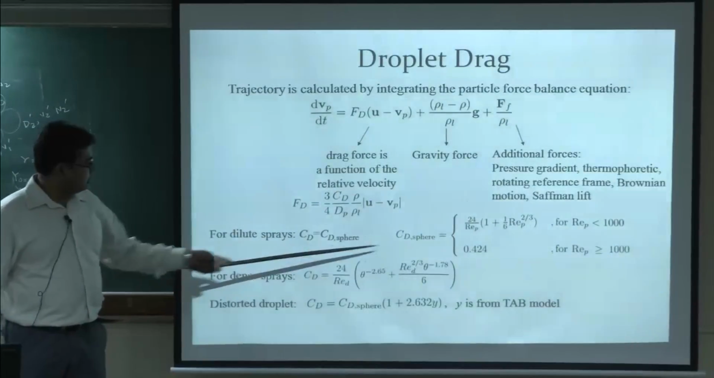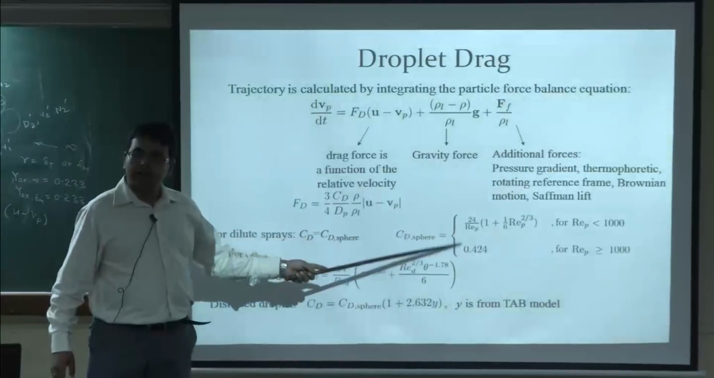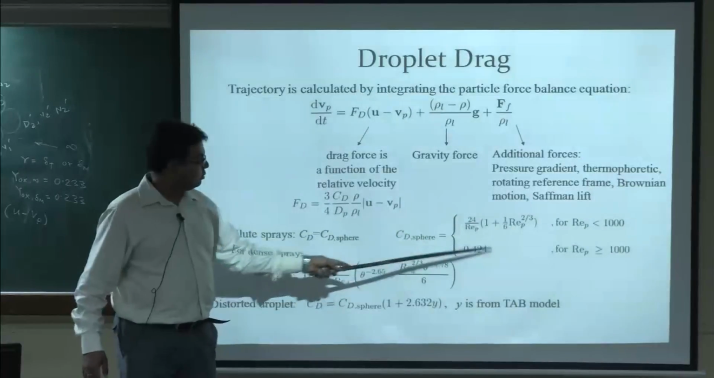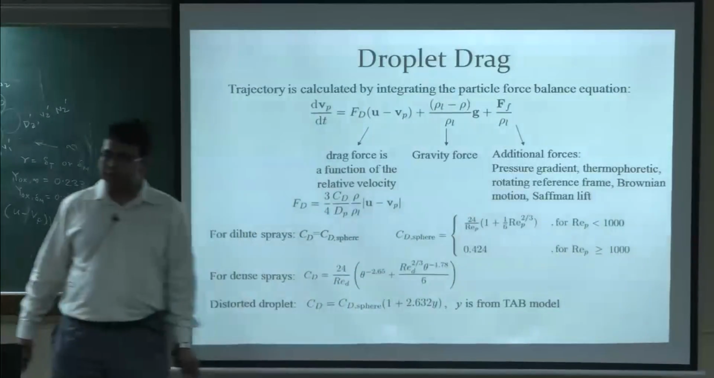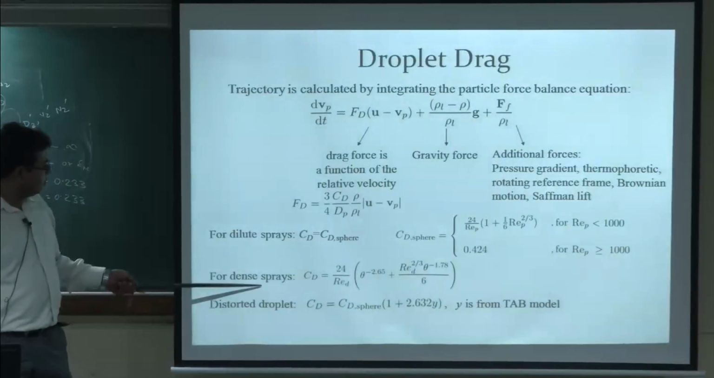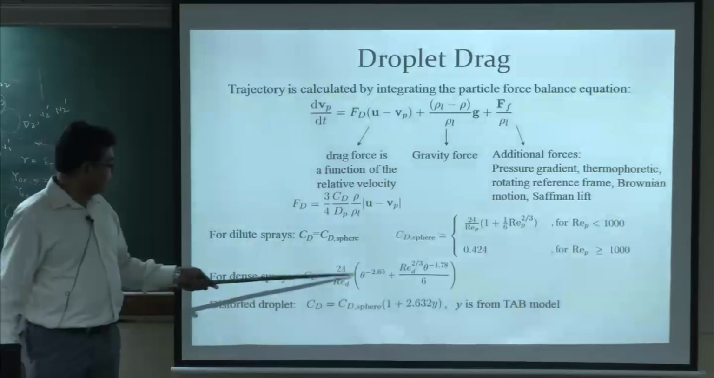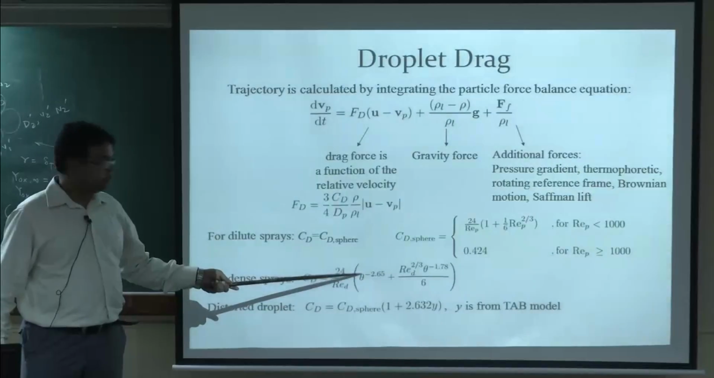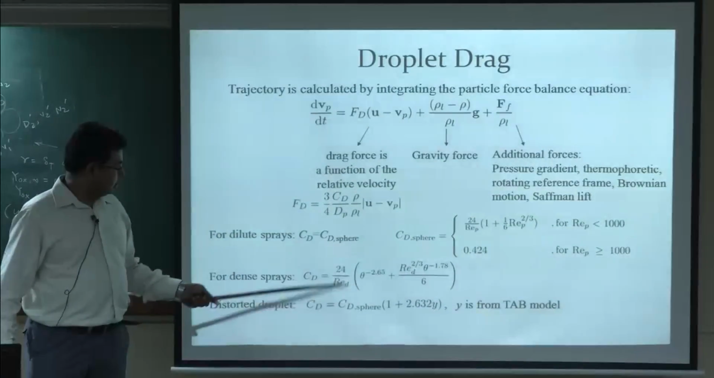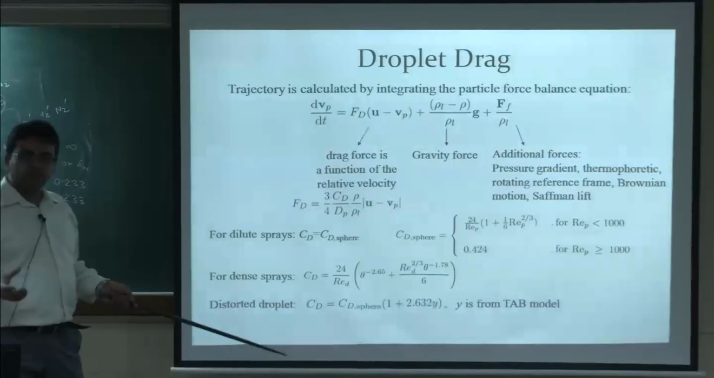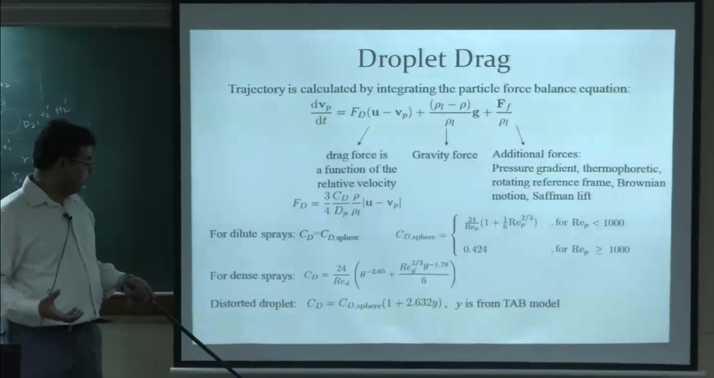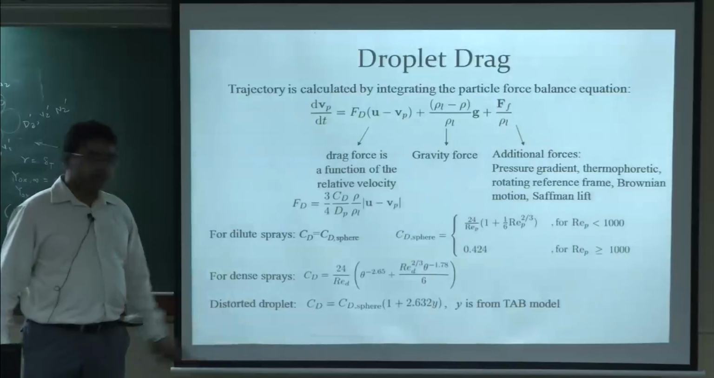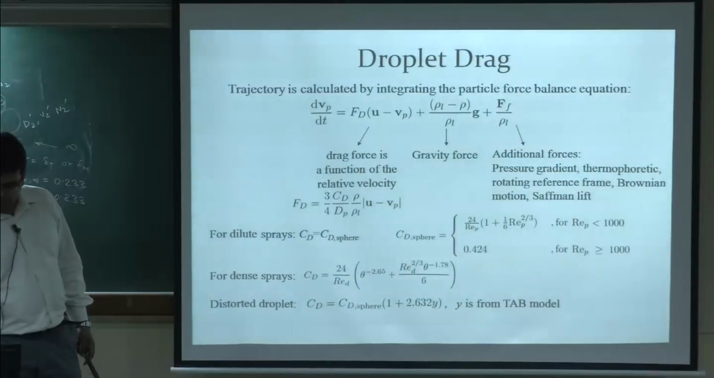For a spherical droplet we can have a dependency like this. If your Reynolds number is less than 1000, you use this expression, and if it is more than 1000 then it is a constant, 0.424. Again, if we are dealing with a dense spray, then you need to correct the CD coefficient, and there is a volume fraction term theta, so depending on the volume fraction your expression will change. Also, we are talking about spherical droplets, but if the droplets are not spherical, then you can calculate the eccentricity of the droplet, and from that you can calculate the CD coefficient.